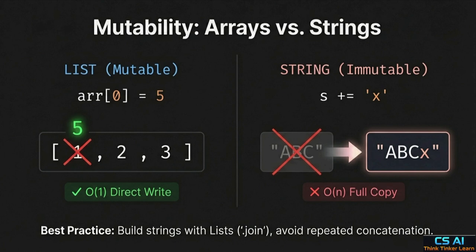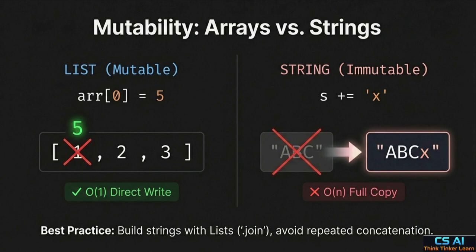This is why the best practice for building a large string is to collect characters or substrings in a mutable list and then use a join operation at the very end. This ensures you only pay the copy cost once. By recognizing that strings are effectively specialized constant arrays that require full copies for any modification, you can avoid one of the most common performance traps in software development. Always remember that mutability dictates the cost of change in your systems.